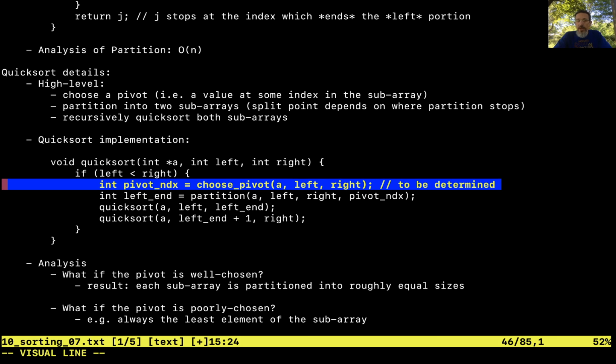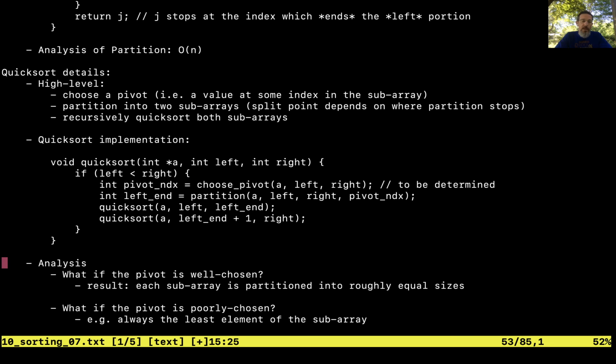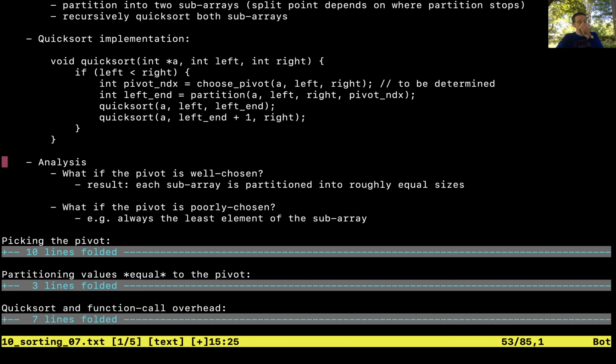The first thing that we do, if we are not in the base case, if we have a subarray of length 2 or more to sort, is choose our pivot. How we choose our pivot is to be determined. We'll talk more about that later, so this is a to-be-determined function. Then we call the partition algorithm that we just discussed, and that returns the end of the left portion of the array. Then we recursively call quicksort, this function itself, on the left portion and the right portion, and that's it. Okay, so let's talk about the analysis of this algorithm.